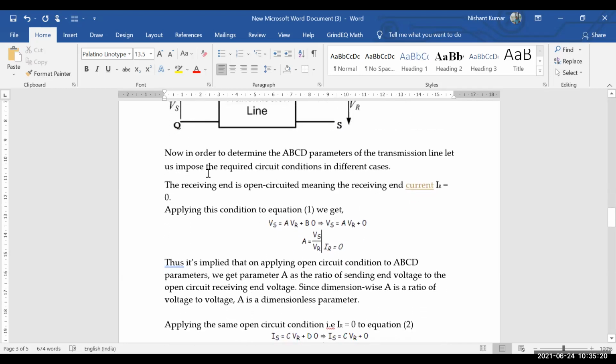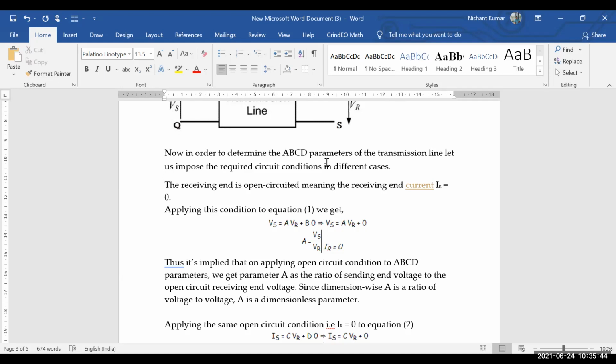Now, in order to determine the ABCD parameters of the following transmission line, let us impose the required circuit condition in the different cases. The first case is open circuit. The receiving end is open circuited, meaning the receiving end current IR would be zero. Applying these two, we ultimately get your A, that is VS and VR, with IR equal to zero.